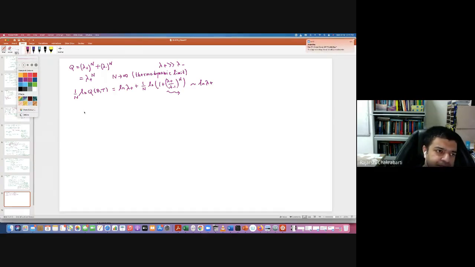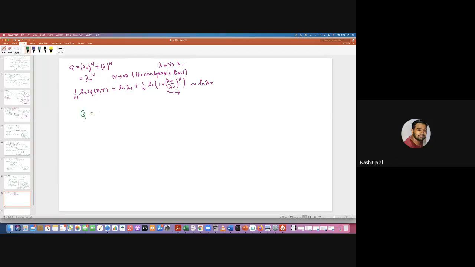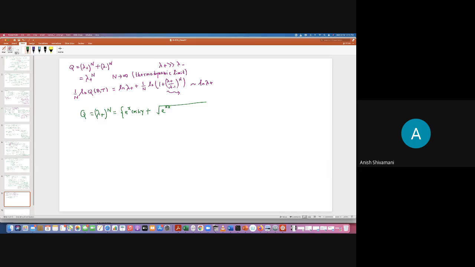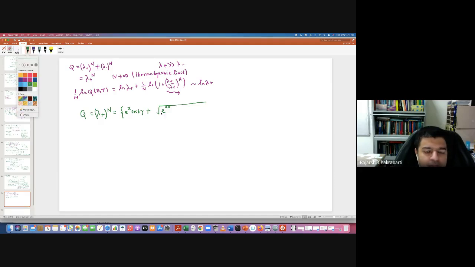Your partition function is going to be lambda plus to the power n. Sorry, it should be sine hyperbolic square y. A few places I have not written it properly. Check, huh? In the 1 over n log expression, the second term should be log of 1 plus lambda minus over lambda plus, the other way. Yeah, I'll do it. This fine? I've done it.